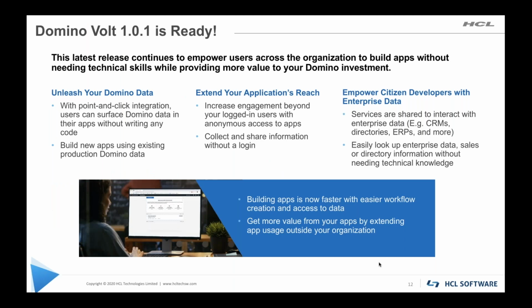Before we get into the details, just at a high level, this release is all about 3 key things. The first being unleashing your Domino data. All of you have investments in Domino, the infrastructure, but also applications and data. You want to leverage and repurpose that data and build off of that investment. You also want to expand the reach of what you can do in Domino Volt. And with new anonymous access and some of the other new capabilities, you're going to see a greatly expanded set of use cases which you can apply this technology to.